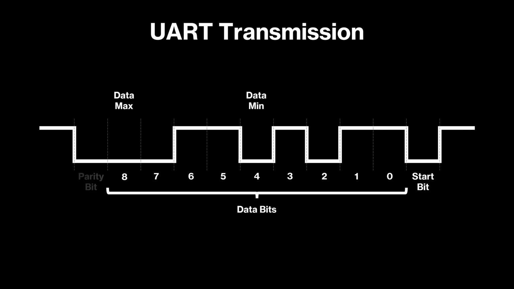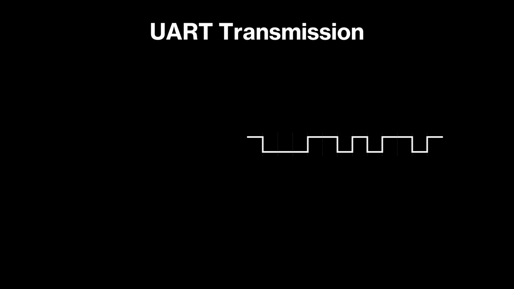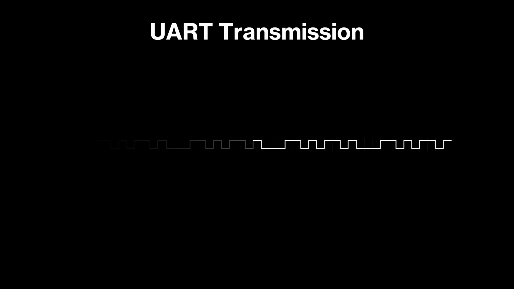After data, we can choose to send a parity bit, which is used for error detection on the receiving end. The line is then set high to signal a stop. This process can then be repeated to create larger and more complex messages. With a basic understanding, we'll build a UART module in VHDL.